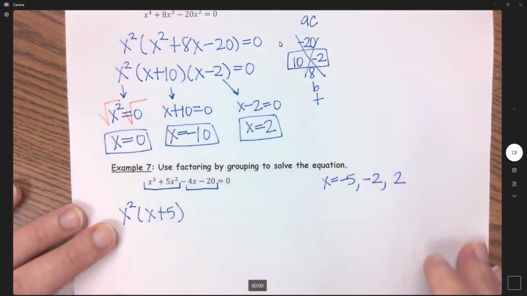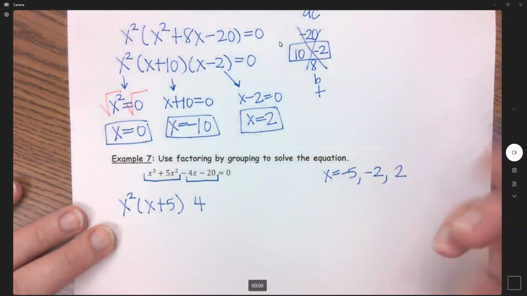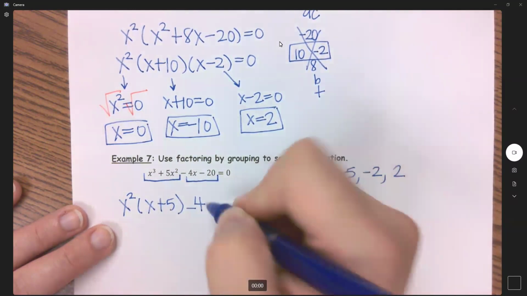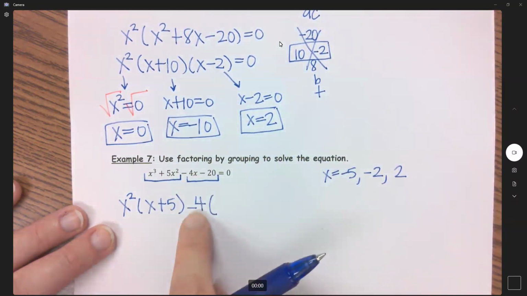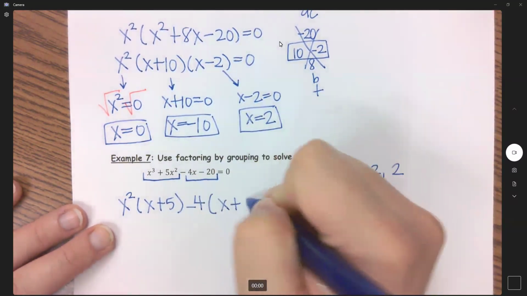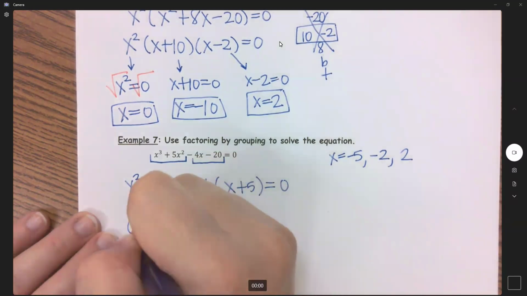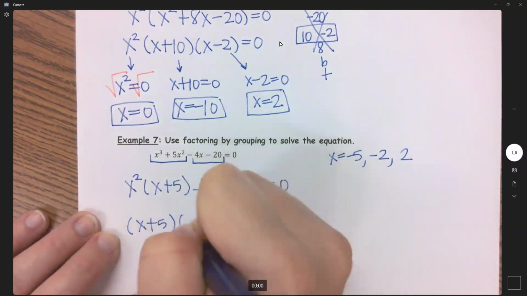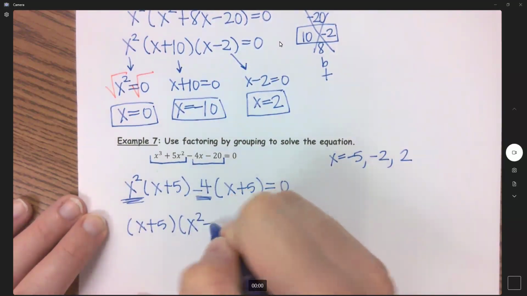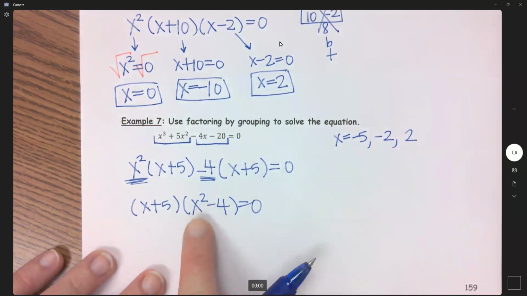Then look at your GCF in that second grouping. Both 4 and 20 are divisible by 4. And when we factor, we always want this first number positive. So I'm going to factor out a negative 4. So negative 4x divided by negative 4 is x. Negative 20 divided by negative 4 is positive 5. So notice I have the same thing here in parentheses. So that comes out once. And then my GCFs here make up my second binomial. X squared minus 4. Now this is not fully factored because I have an x squared here, so I can factor this out more.